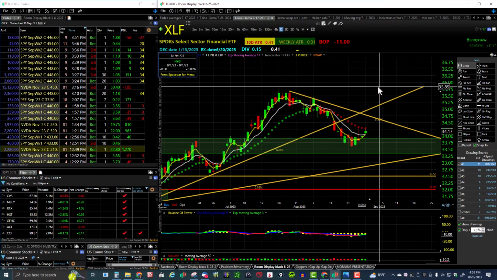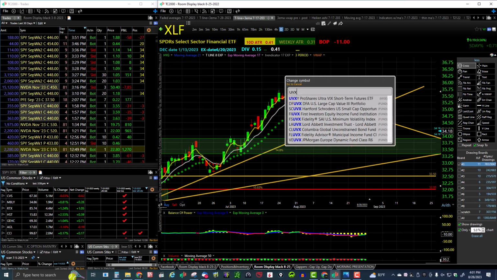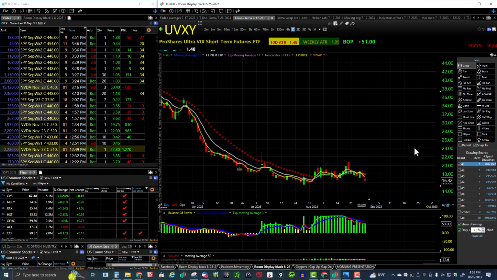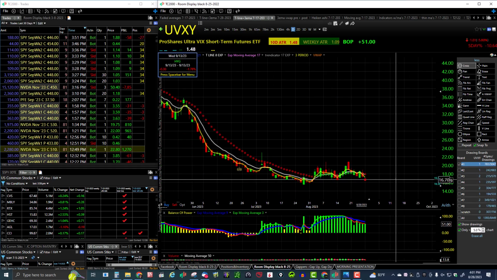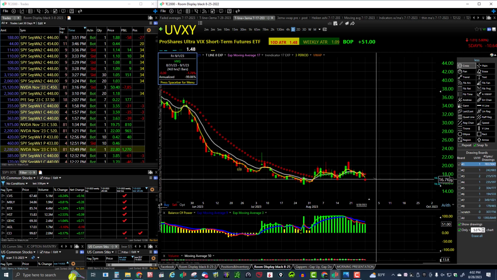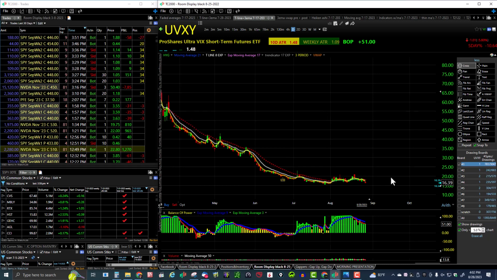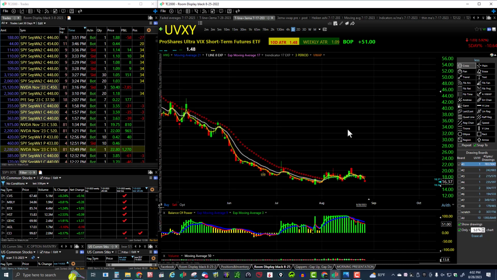And we'll take a look at UVXY. Let's just take a look at it. So here's the VIX pulling back. Got an M pattern playing out on the VIX. And if the VIX breaks through this middle point here, which it looks like it's going to, further downside for the UVXY. So that's the VIX.